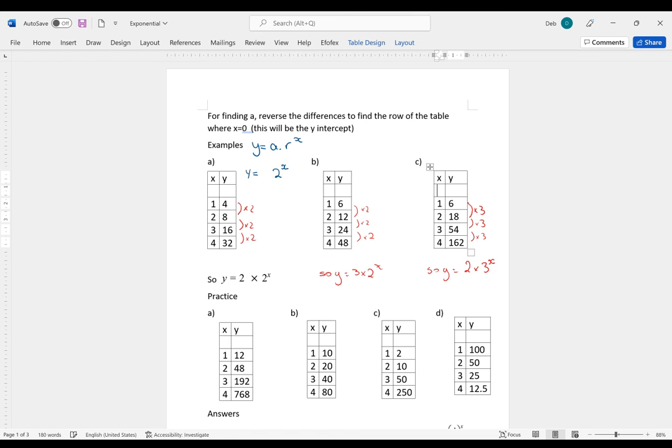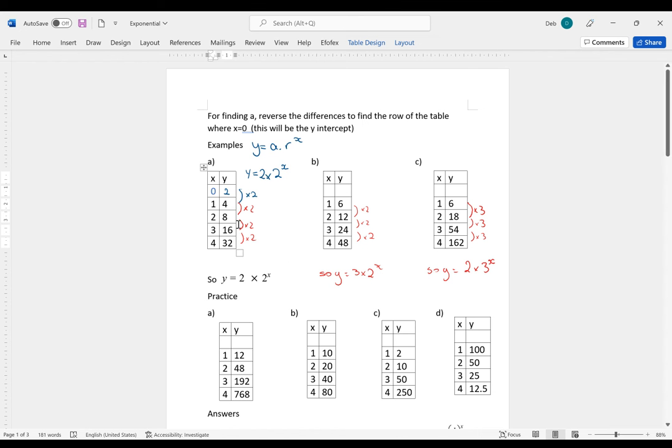Now to get this number that's in front, which is this a, what we need to do is go back to 0. So if I put here, that's a 0, and we need to work our number back to that one. If this number here is times by 2, the way we work back from here is that you take 4 and you divide by 2. 4 divided by 2 is 2. So we know our equation is 2 times 2 to the power of x.